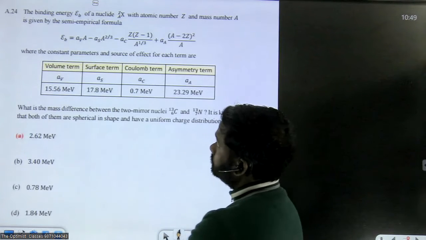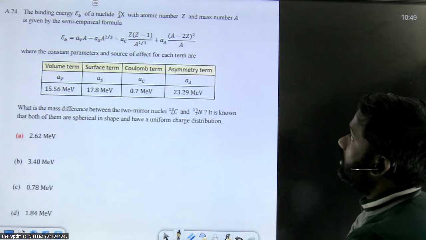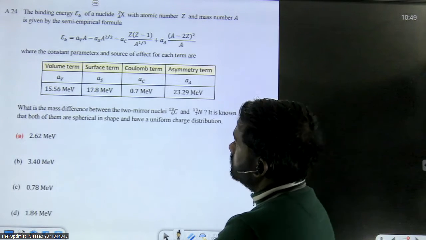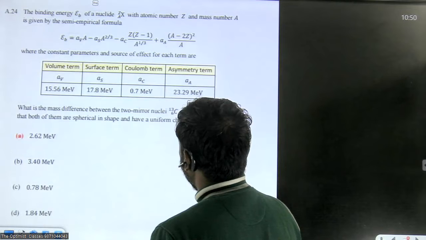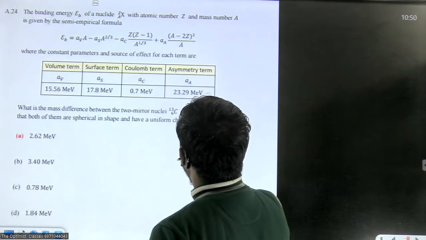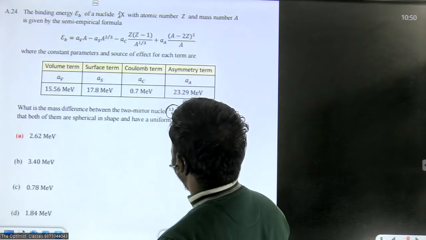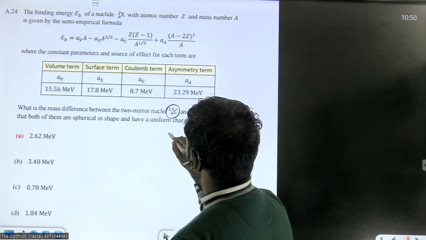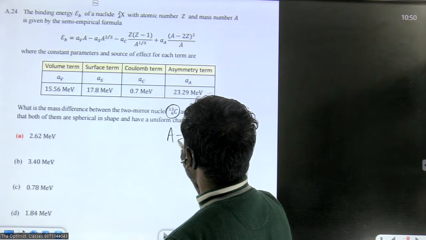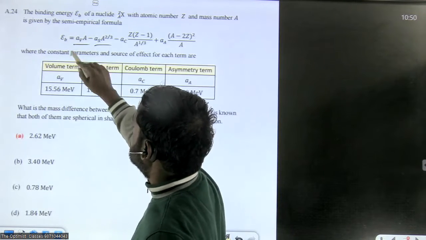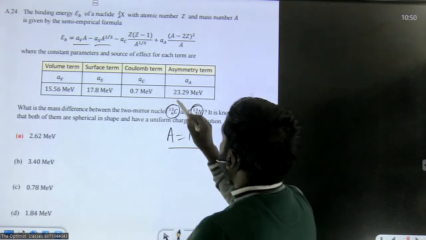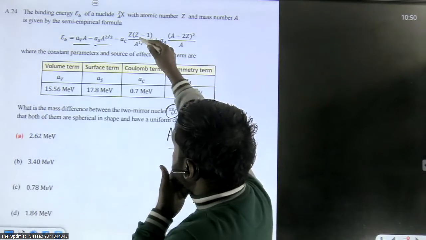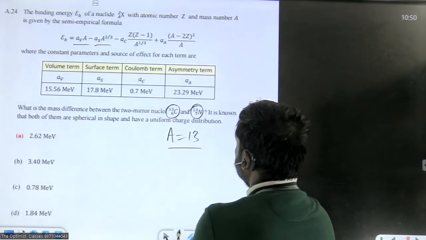Now this one says the binding energy formula is given, and we have to find the mass difference between two mirror nuclei. These two are mirror nuclei. For mirror nuclei, A is 13 for both, so the A dependent term will cancel out. If we take the difference in binding energy, only the Z dependent term remains, since Z is different. For one, Z is 6, and for the other, Z is 7.